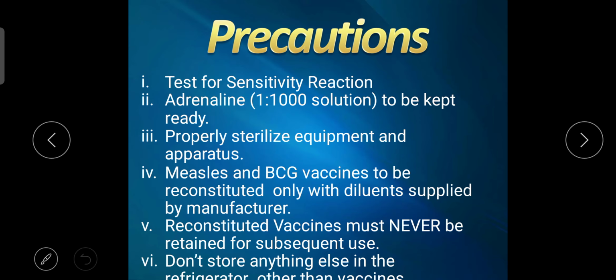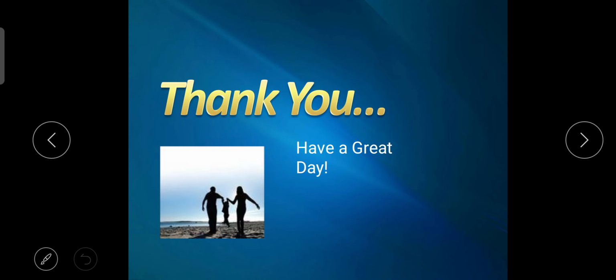Next are the precautions you have to take to prevent the adverse effects of vaccine. For that, the first point is test for sensitivity reaction, means to see whether the patient is having any allergic reaction or not. Next, keep adrenaline ready. Properly sterilize the equipment and apparatus you are going to use during the procedure. Measles and BCG vaccine to be constituted only with the diluents supplied by the manufacturer. Reconstituted vaccine must never be stored or substitutes used, and don't store anything else in the refrigerator other than the vaccine. So with this I have finished this universal immunization program.